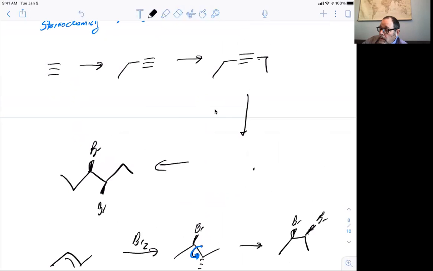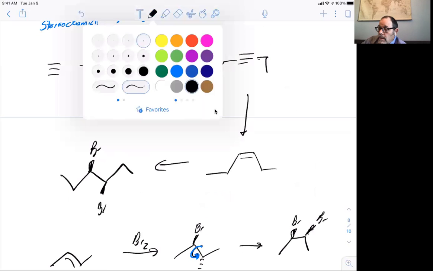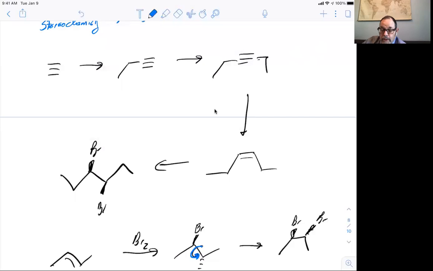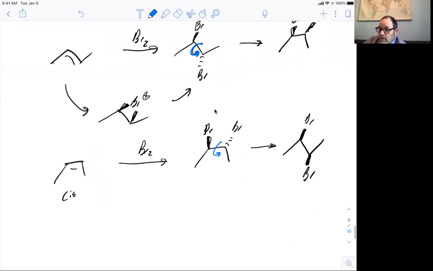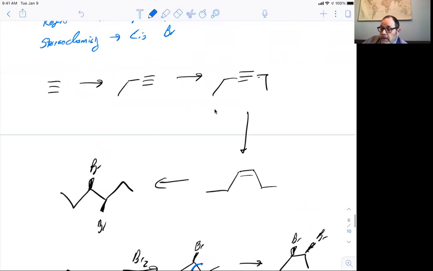Okay, so therefore, my intermediate here is going to be this. Okay. Hope everybody can follow that one. So my product, all it is a conformational rotation. This is just a conformational rotation. So therefore, this is my strategy, right?